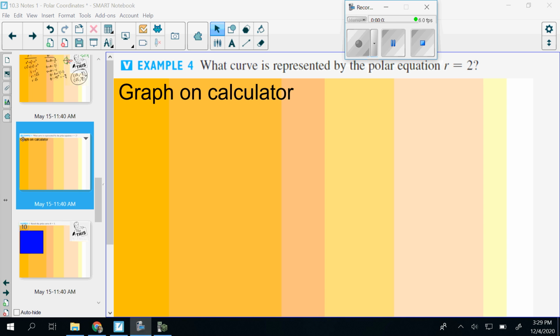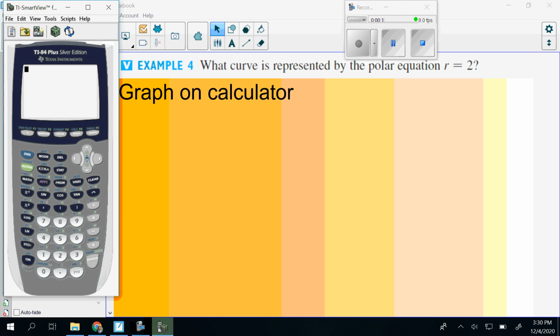Okay, we're going to look at sketching in polar form now. So they want us to see what curve is represented by the polar equation r equals 2. We're going to do this on the calculator. So what you're going to do is pull up your calculator. You're going to go to mode. And then we want to be two things. We want to be in radian mode here. And then if you go down one, we're in function mode.